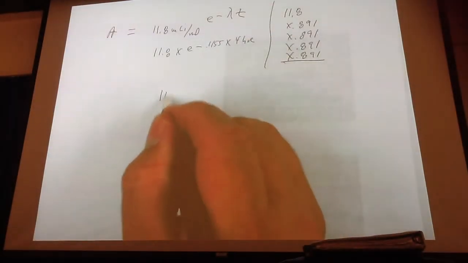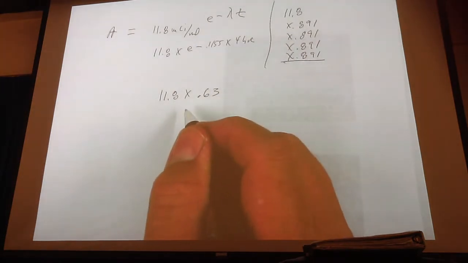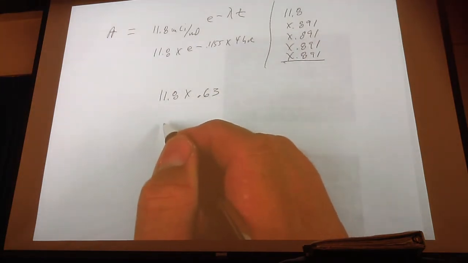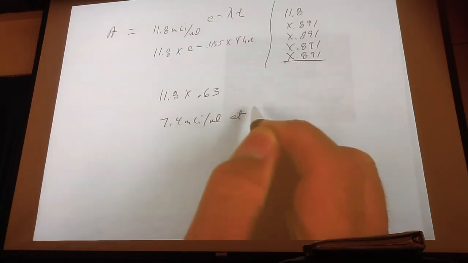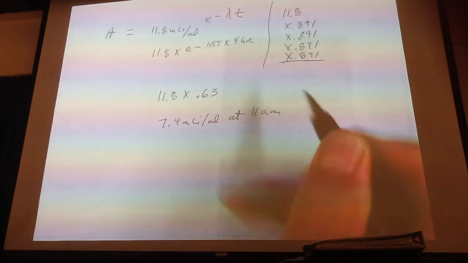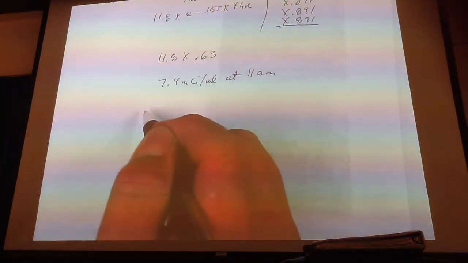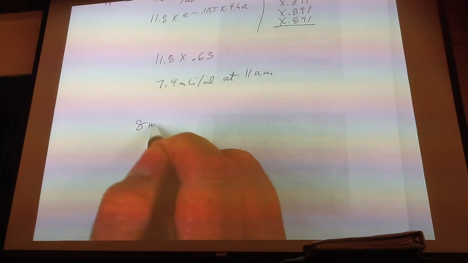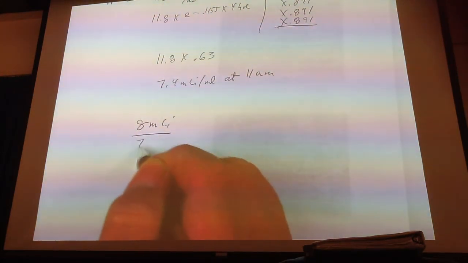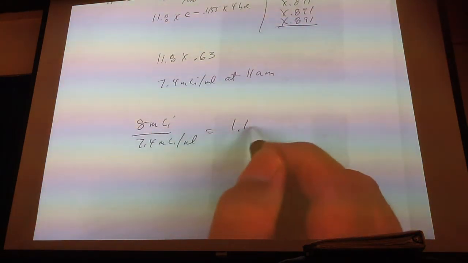So we have 11.8 times 0.63, because that's how much is left. Roughly we have about 7.4 millicuries per ml at 11 a.m. We've gotten the same number over here too. Now we take our 8 millicuries, divided by 7.4 millicuries per ml, and that's how we got our 1.1 ml.